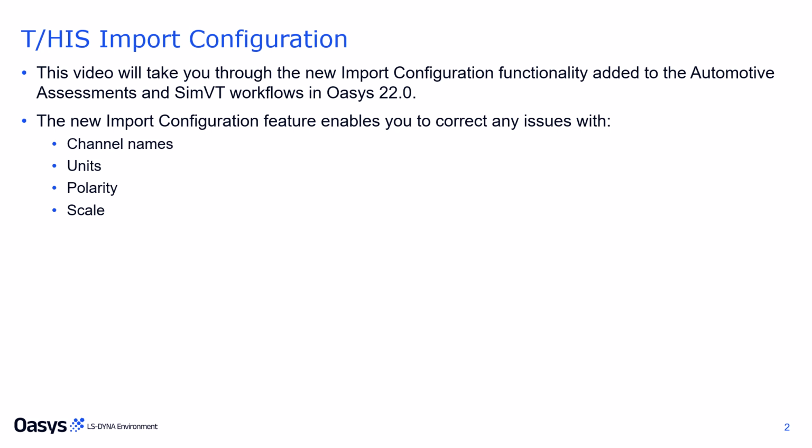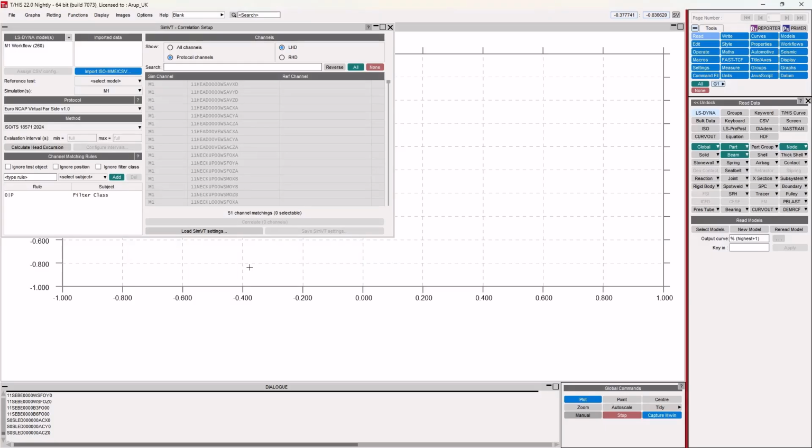The new import configuration feature enables you to correct any issues with channel namings, units, polarity, and scale before importing ISO-MME or CSV data. I'm going to demonstrate the import configuration functionality using SimVT, but the same approach applies to the automotive assessments workflow. I've opened up SimVT with Euro NCAP Farside LS-DYNA simulation results loaded in, and I want to import some ISO-MME test data to correlate against.